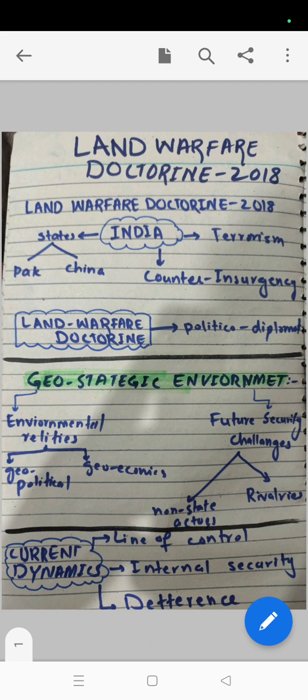First of all, if we look into land warfare, what is land warfare? If we look at the basic definition, it is any type of combat or war, also called a ground war, for which the battleground is the land, meaning the whole war is to be fought on the battleground or on the land. So this is the basic definition of land warfare.